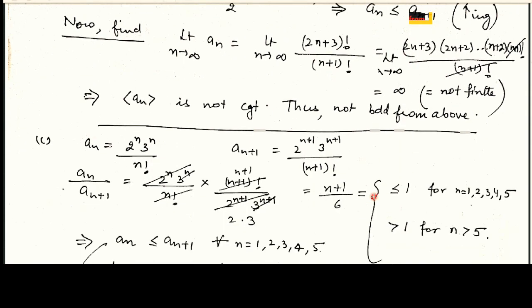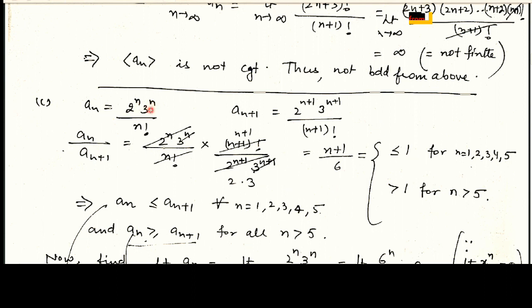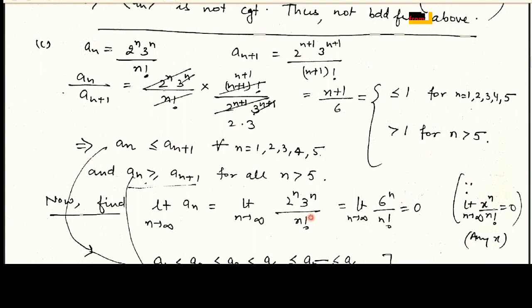In the third part, your sequence is (2^n 3^n)/n!. Find out the (n+1)th term. Again we are having the factorials and power, so we can find out the ratio. Just simplify this, we will have this is (n+1)/6. And clearly this number will be less than or equal to 1 whenever your n is 1, 2, 3, 4 and 5. Otherwise it is strictly greater than 1. So our sequence is increasing only for the first 5 terms, right? After that our sequence is decreasing.